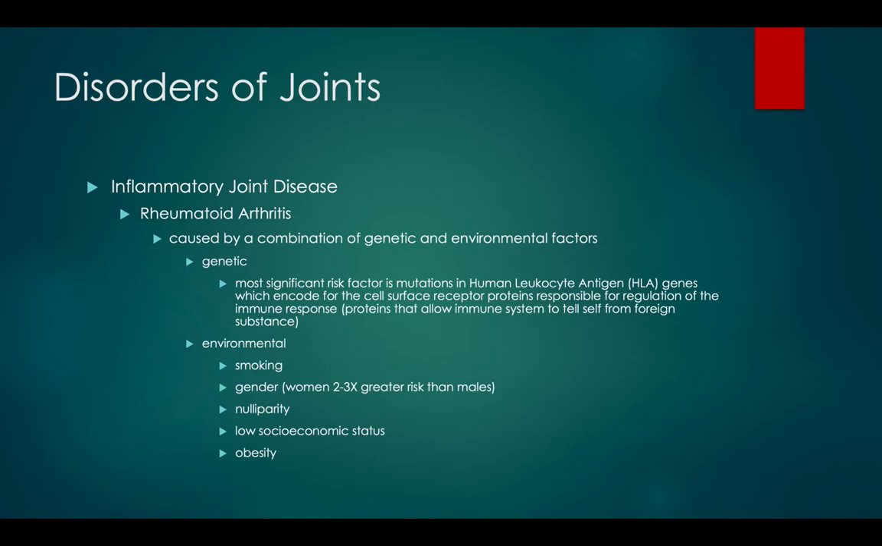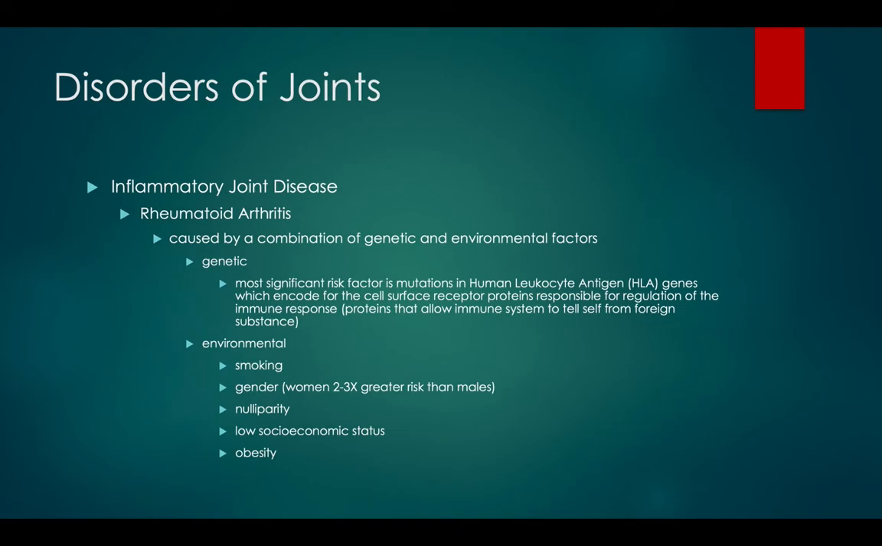Rheumatoid arthritis is caused by a combination of genetic and environmental factors. With regards to genetics, the most significant risk is a mutation in the human leukocyte antigen gene, or HLA gene. This gene encodes for the cell surface receptor proteins responsible for regulation of immune response. So basically, if you have a mutation in these genes, you get a heightened immune response because of the receptors that are on the cell surface of the joints or whatever tissue is being affected by the rheumatoid arthritis.